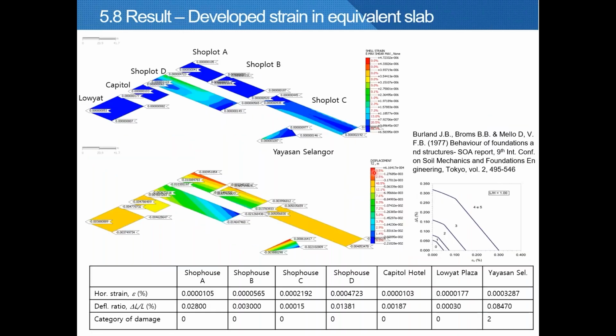From the analysis, you can output the strain of the equivalent slabs, and you can also calculate the deflection ratio. And from the Burland charts, you can predict the distortion that will happen to the building. And this is the result. The category of damage is very minor. The category is 0 and 2. Category 0 means the building will suffer negligible hairline cracks of less than about 0.1 mm wide. And category 2 implies slight damage, which produces cracks up to 5 mm.